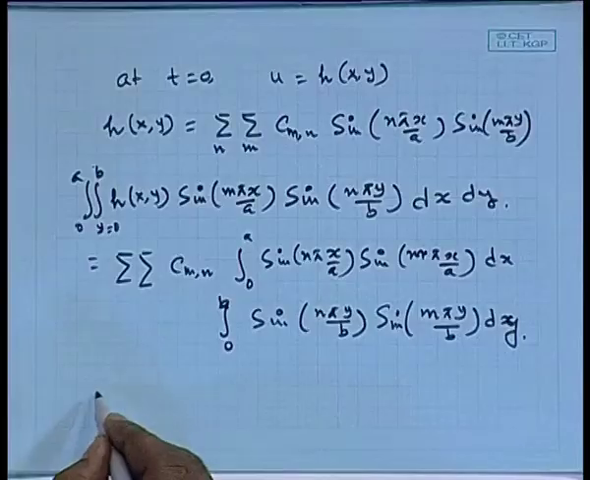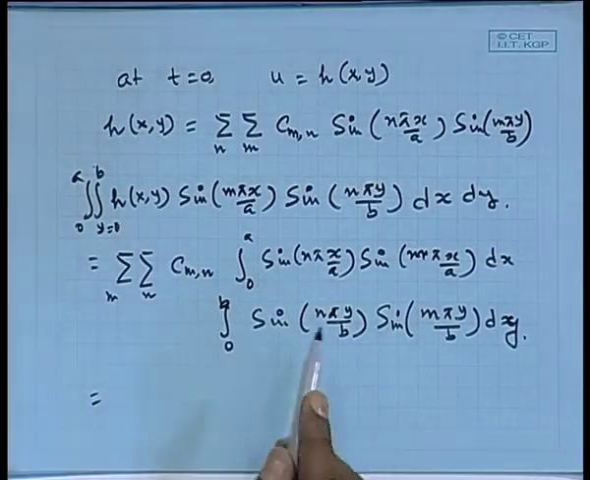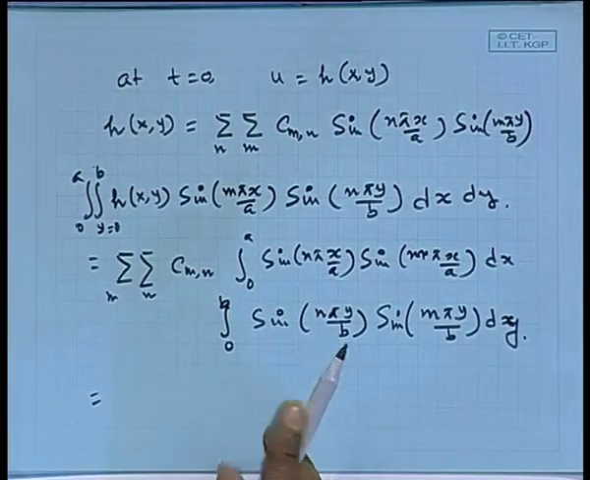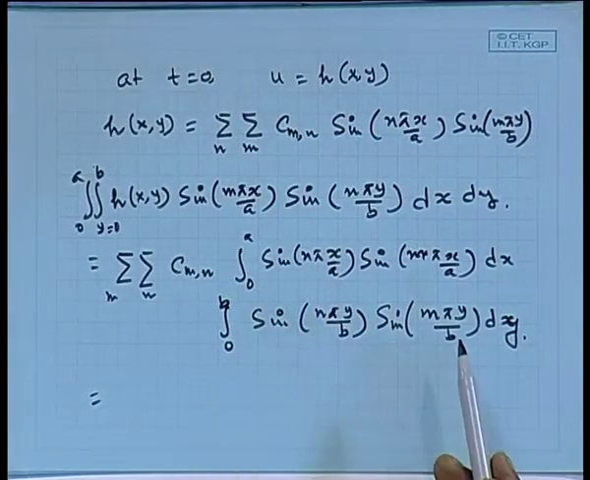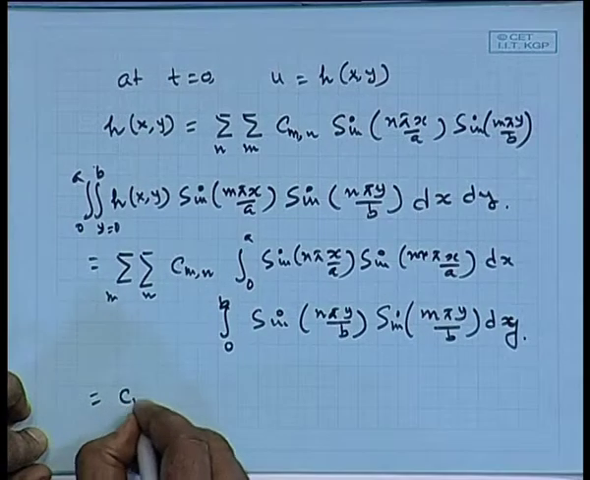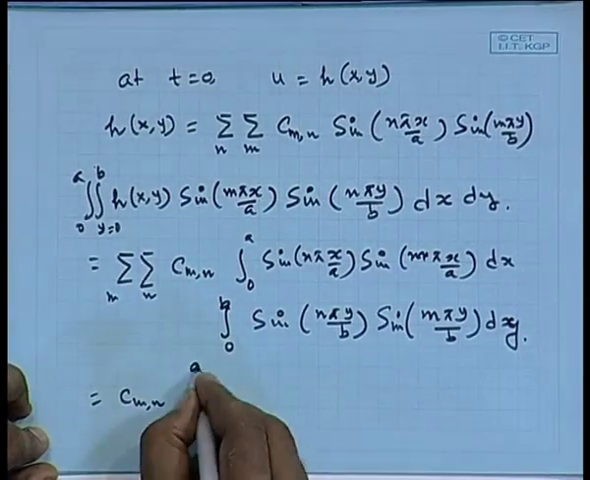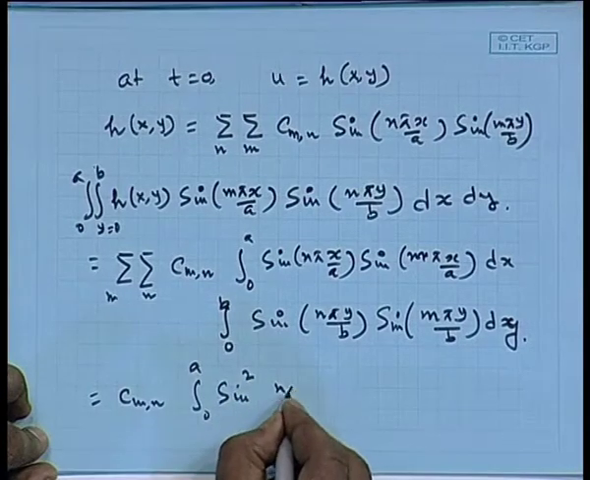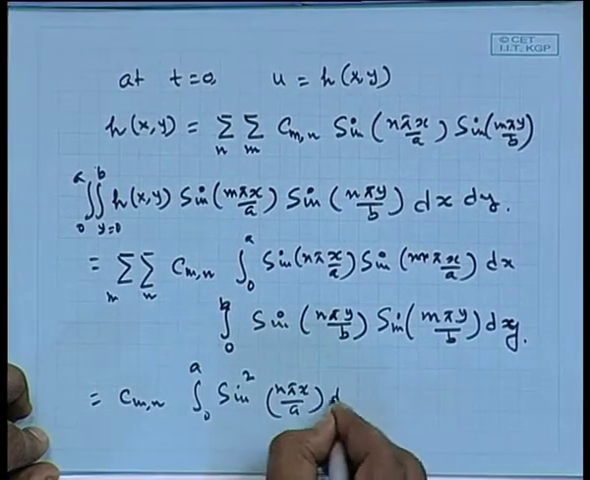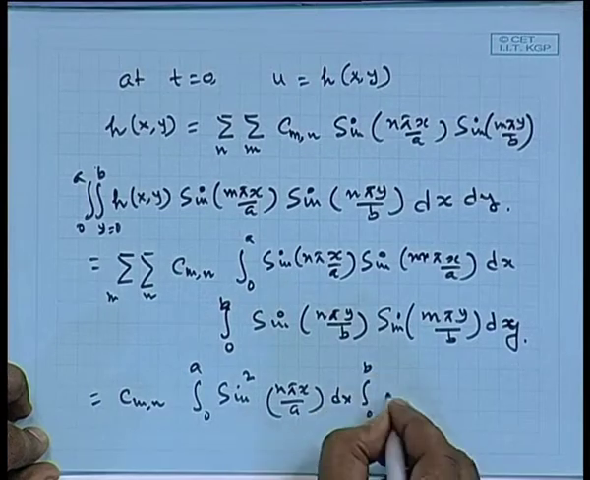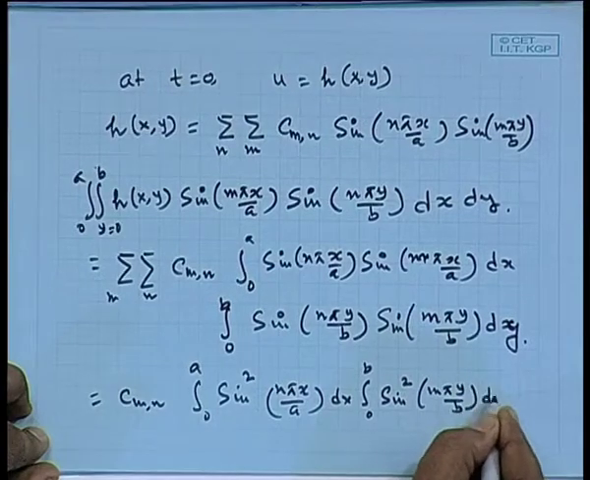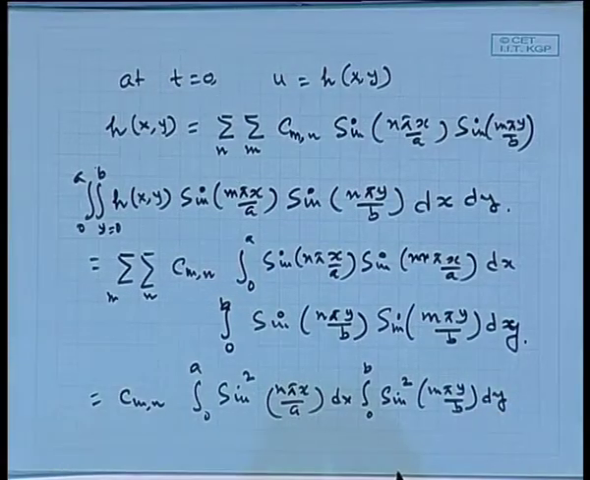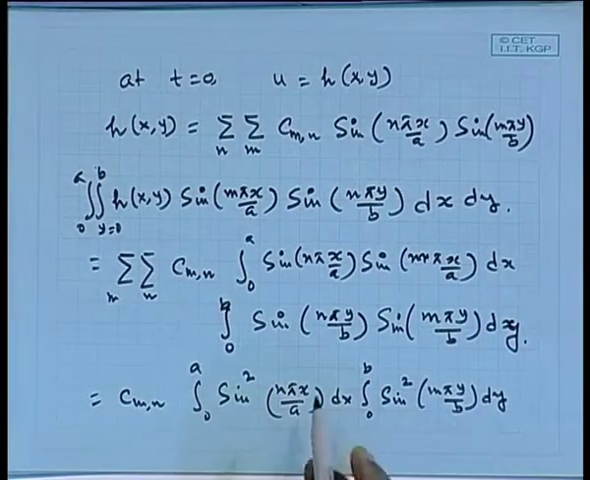Now, whenever I open up this summation, because of the orthogonal property of the sine functions, all the terms will vanish apart from m equal to n for x and m equal to n for y. So, you will effectively get Cmn, integral from 0 to a of sin square n pi x by a dx, integral from 0 to b of sin square m pi y by b dy, right, that is correct. So, it will be a by 2.